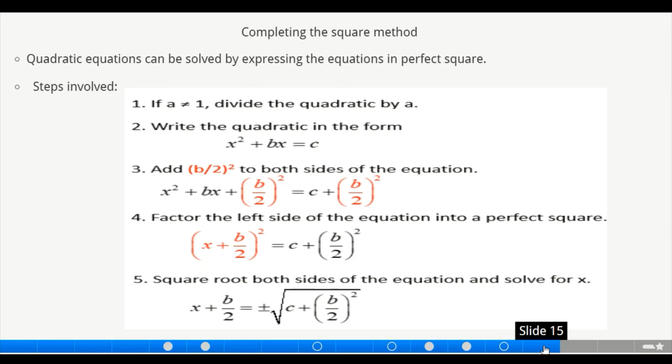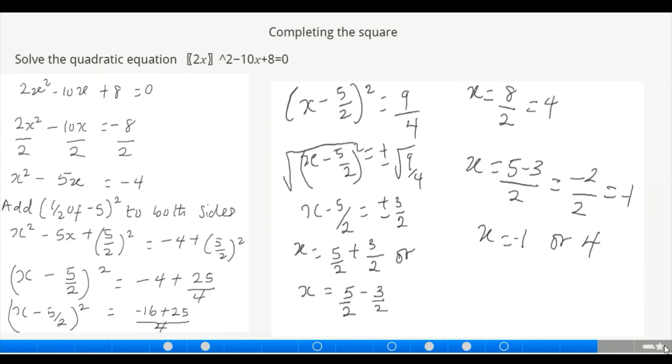After doing that, we write the quadratic equation in the form ax squared plus bx equals c. Add b over 2 raised to power 2 to both sides of the equation. Factorize the left side of the equation into a perfect square. Square root both sides of the equation and solve for x. So we are going to be using this procedure for the completing the square activities that we have here. Now we have an example under that, and we are going to be solving it.